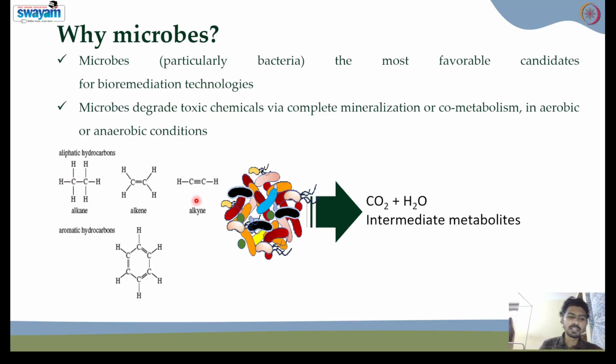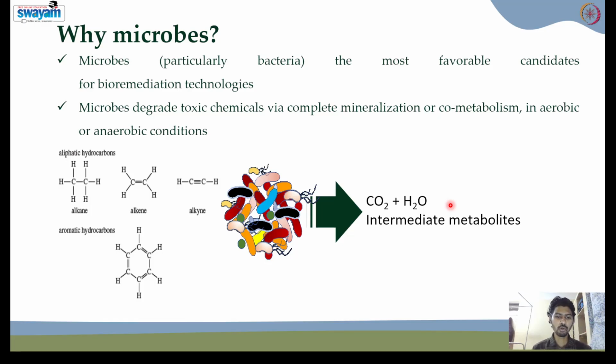What happens here? These are all the pollutants. It can be alkane, alkene, alkyne, and aromatic hydrocarbons. These are all regarded as the organic contaminants. These organic contaminants will be utilized by the microbes, which regard them as the source of carbon as well as the energy source. Once these microbes consume this carbon or energy source, eventually they will be converting or degrading them into carbon dioxide and water. Sometimes intermediate metabolites can also be formed, either in aerobic or anaerobic conditions.